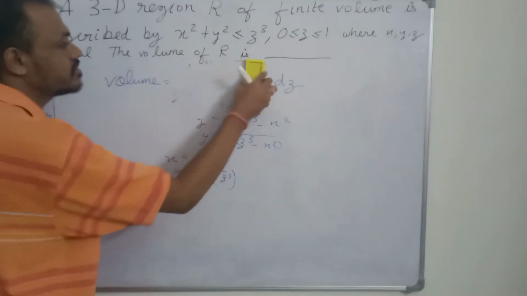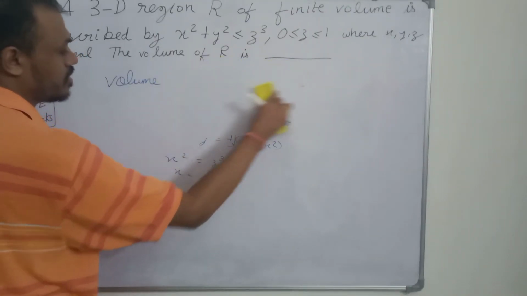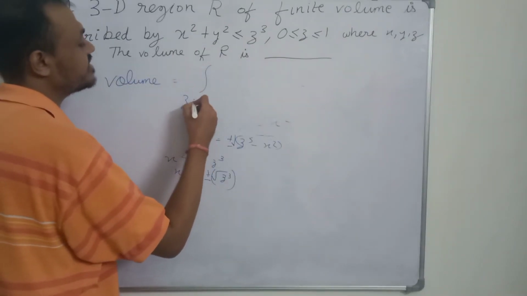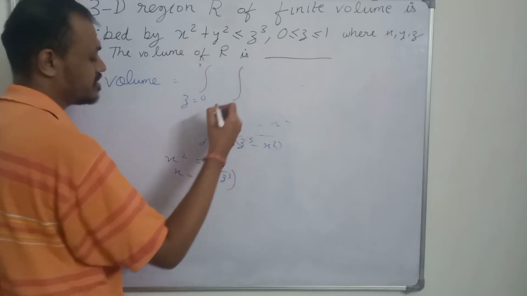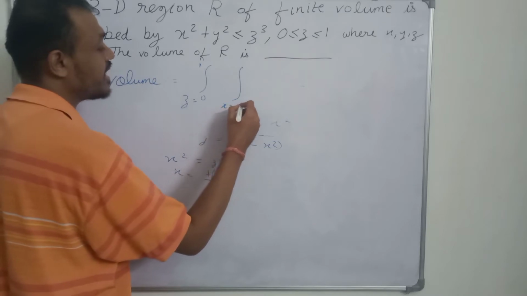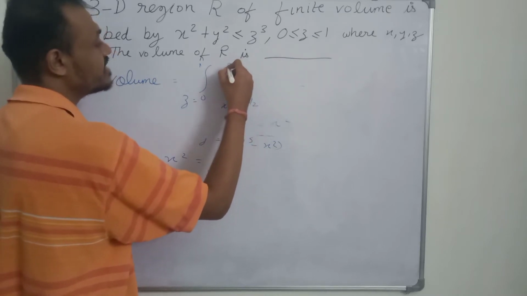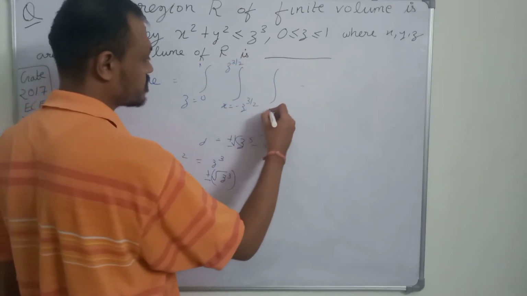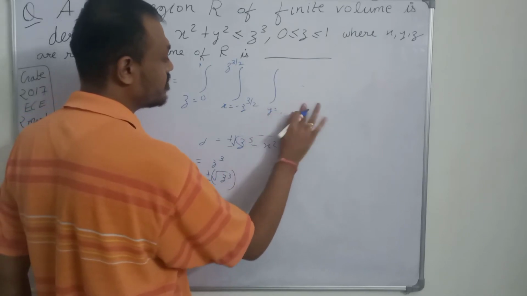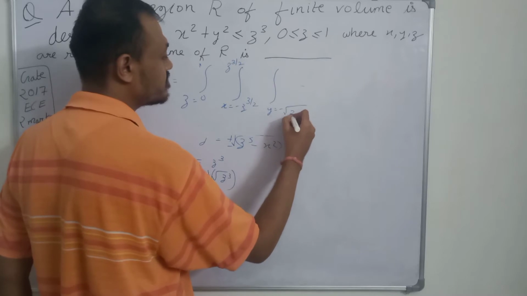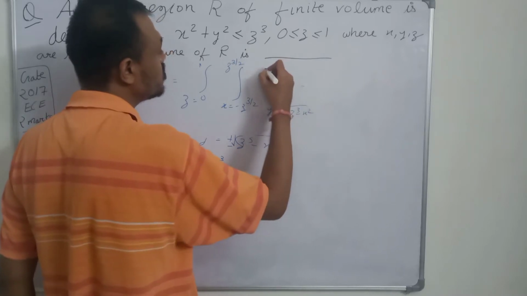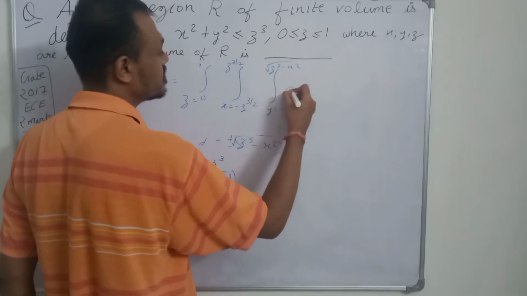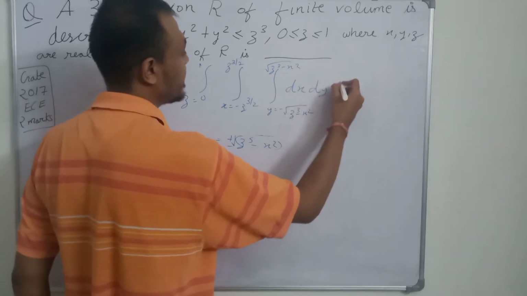So I am writing it here. z is from 0 to 1. x is from minus z to power 3 by 2 to plus z to power 3 by 2, and y is from minus root of z cube minus x square to plus root of z cube minus x square. So dx, dy and dz.